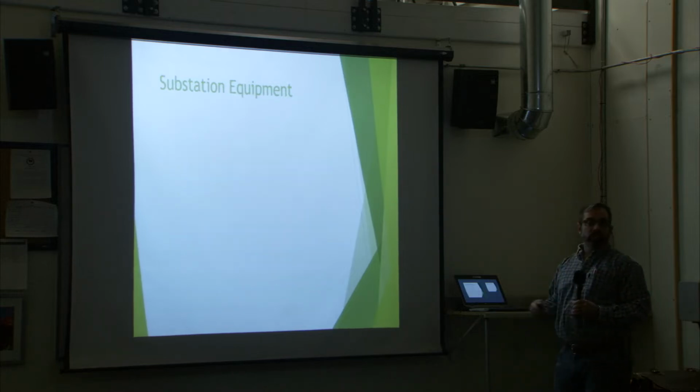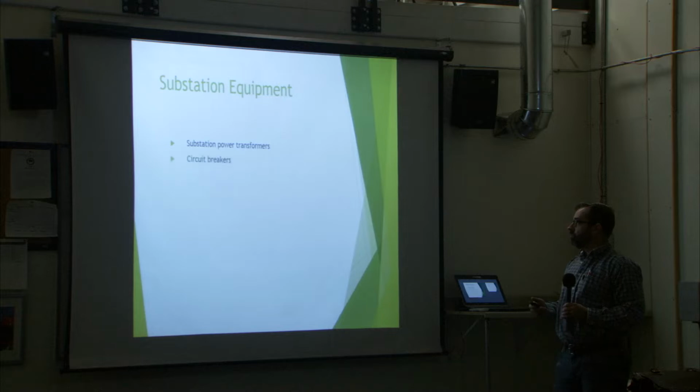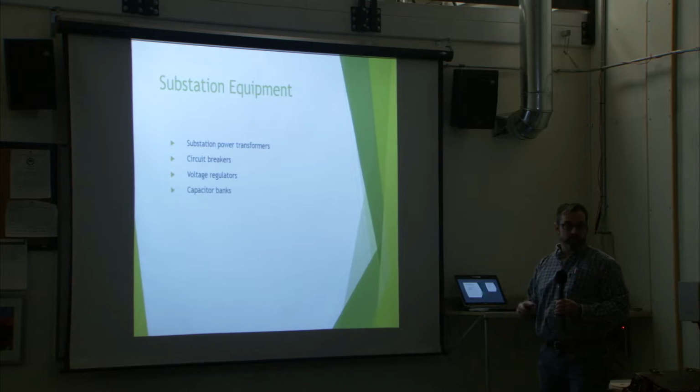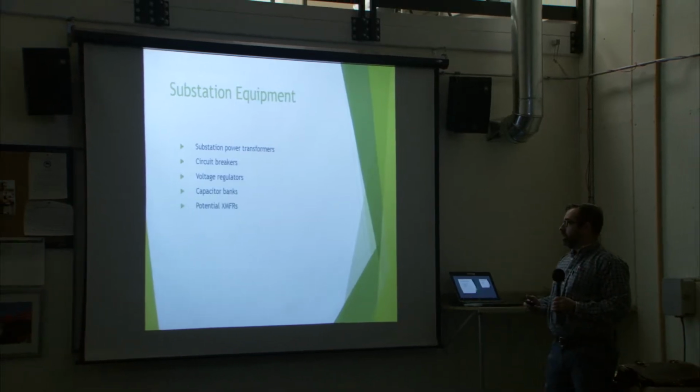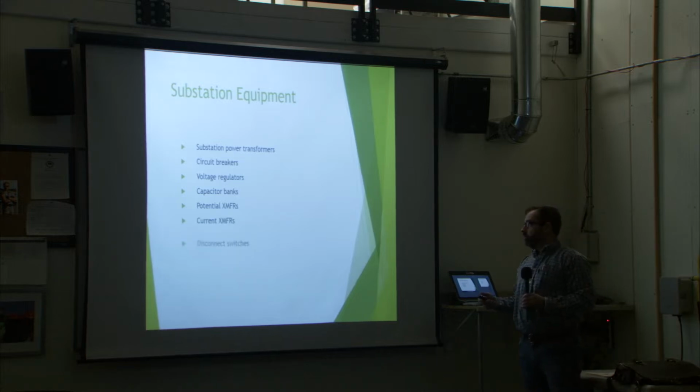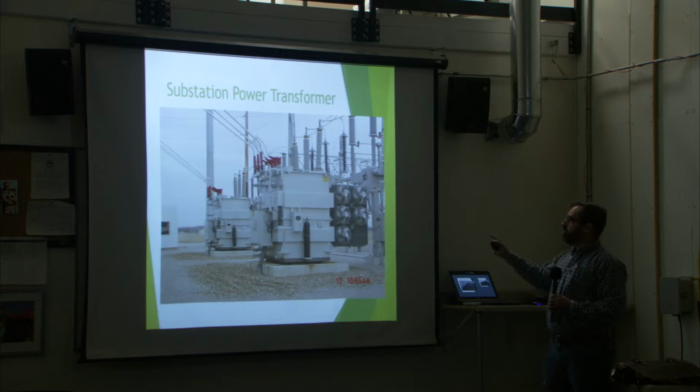So we're going to cover what some of the typical equipment is in a substation. We've got our substation power transformers, circuit breakers, voltage regulators. We've got some capacitor banks in a few of our subs. We have potential transformers and current transformers. There are disconnect switches in subs, and then every sub will have a control house in the yard. So just some images here.